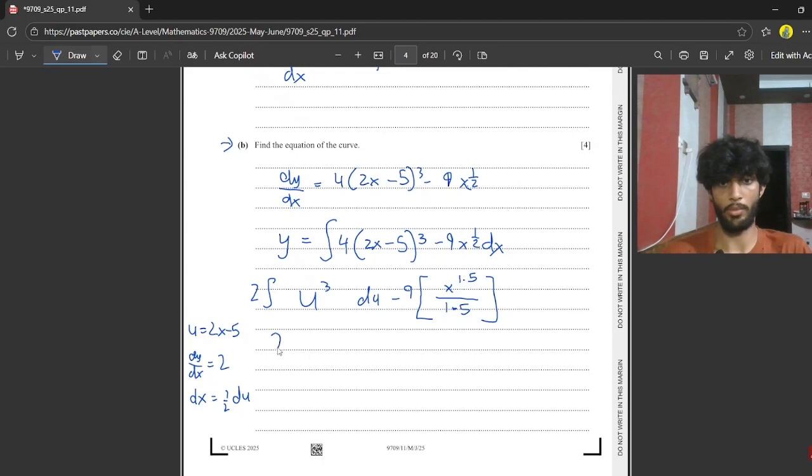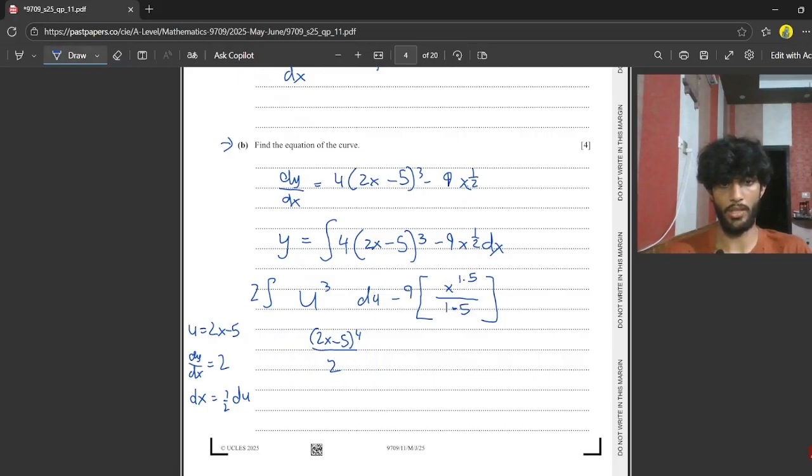All you got to do is this is going to be 2 u raised to the power 3, which is going to integrate to u raised to the power 4 over 4. Okay, and you know what u was. u was initially 2x minus 5, so it's going to be 2x minus 5 raised to the power 4. And now what you can do is you can say 2 times 1 is 2, 2 times 2 is 4. So all of this is going to simplify and give you this thing.